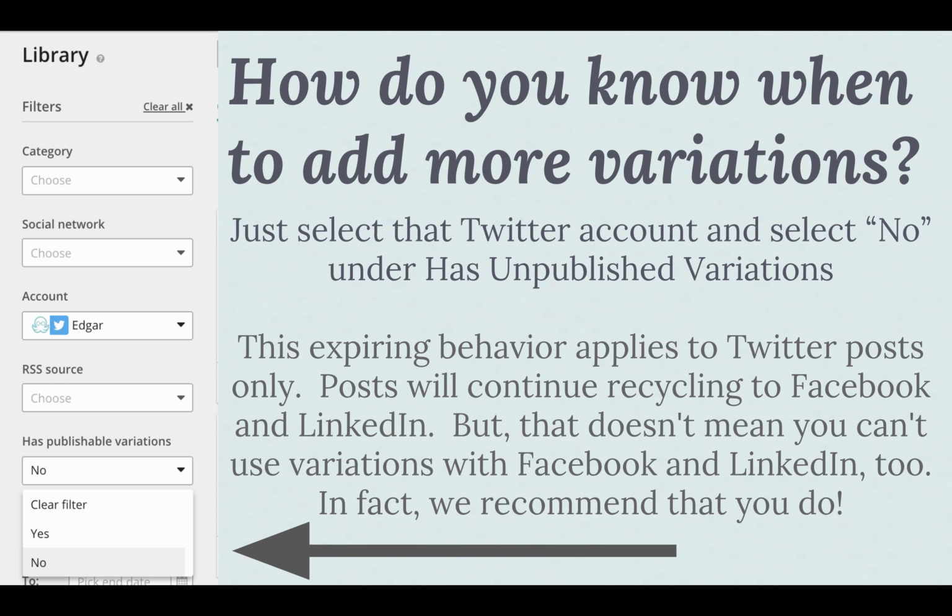So once Edgar has been sending these updates out to social media for a while, it may be time to pop into your library and load up some more variations. You can use the filters on the left of your library to select Twitter as the social network and then look to the very bottom and you'll notice there's an unpublished variations filter. If you select no there, your library will return to you all of the updates that you can then edit to add in more variations so these can continue to send to Twitter and stay in compliance with their terms of service.